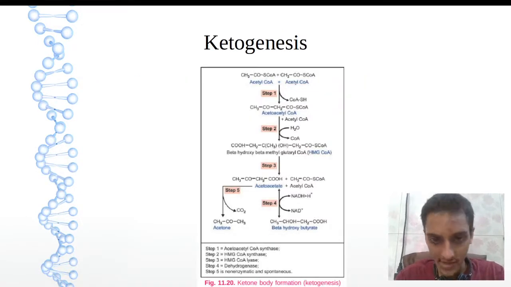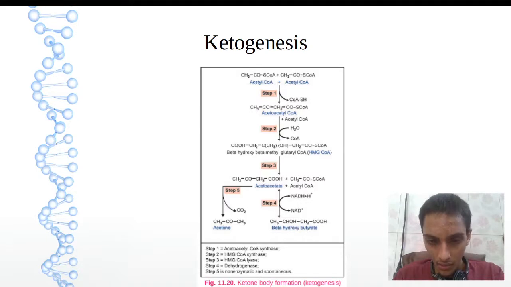Let's see the process. So two molecules of acetyl-CoA combine by acetoacetyl-CoA synthase. CoASH is released out. Thiolase enzyme can also be written. We'll get acetoacetyl-CoA. Then on HMG-CoA synthase, acetyl-CoA to CoASH, we'll get HMG-CoA, that is beta hydroxy beta methyl glutaryl CoA.